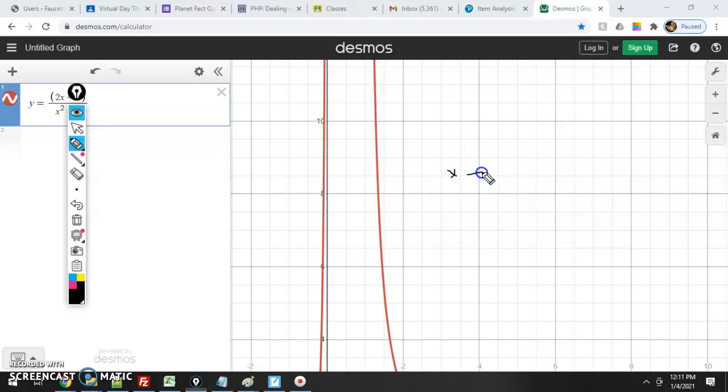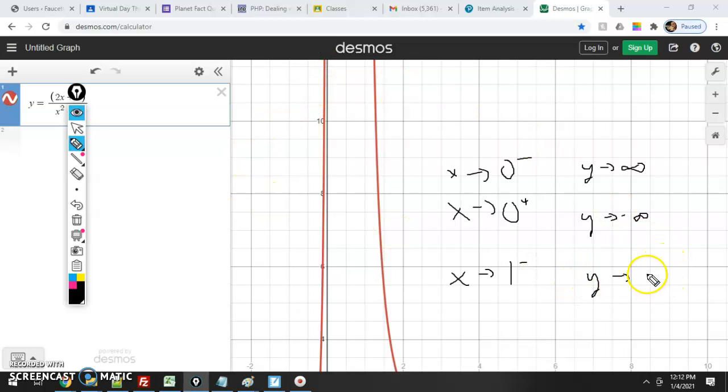So you could kind of summarize it like this. As x approaches 0 from the left side, y is going to infinity, but as x approaches 0 from the right side, y is going to negative infinity. And then you would summarize the ones as x approaches 1 from the left. Okay, y is going to negative infinity, sorry. And as x approaches 1 from the right, y is going up there, positive infinity.